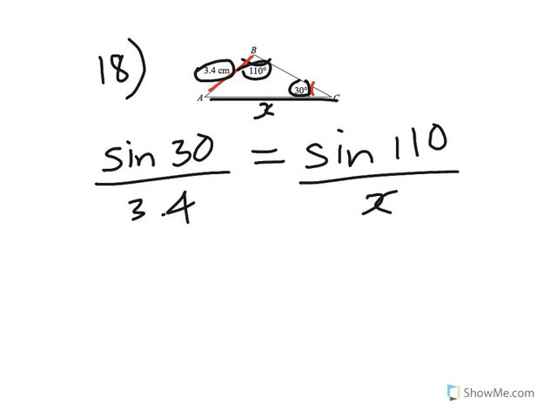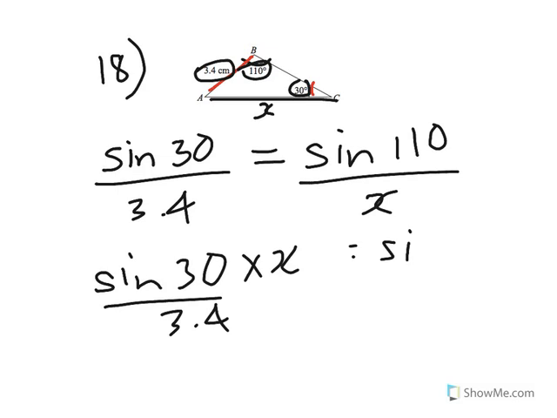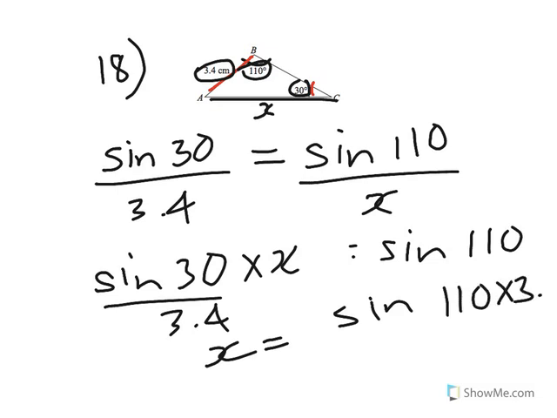So to solve for x, all we have to do is multiply both sides by x, right? And it's actually a bit more complicated. So multiply both sides by x. So we get sine 30 times x over 3.4 is equal to sine 110. Then we multiply both sides by 3.4 and divide both sides by sine 30. So we're going to get x is equal to sine 110 times 3.4 divided by sine 30.